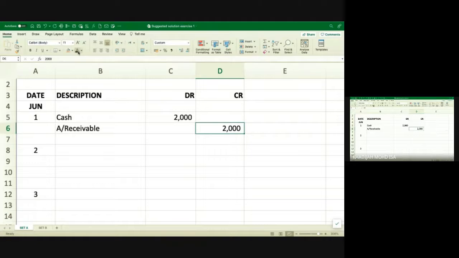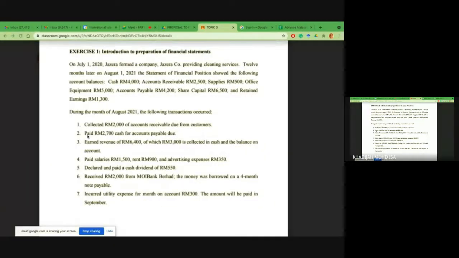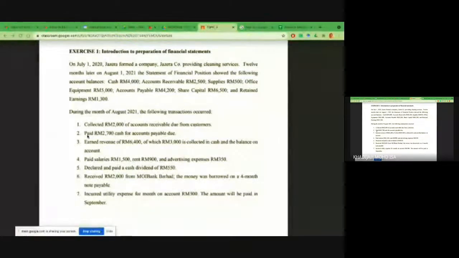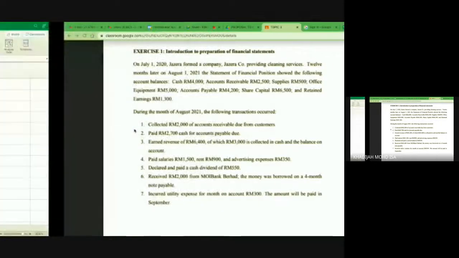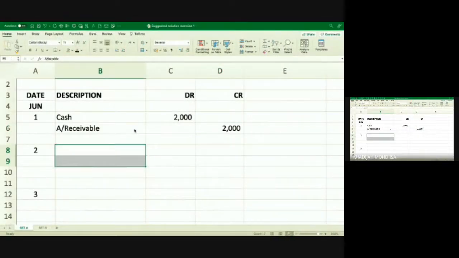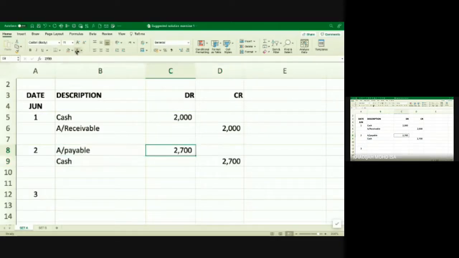All right. Now we have paid. You paid 2,700 cash for accounts payable due. So now you make payment to whom? To your accounts payable. So cash, credit or debit? Credit your cash, debit your accounts payable. Why? Because now accounts payable reduces, so that's why it's debited. Right? So how much is the value? 2,700. So you have debit accounts payable and credit your cash.